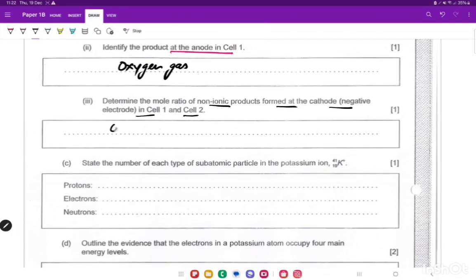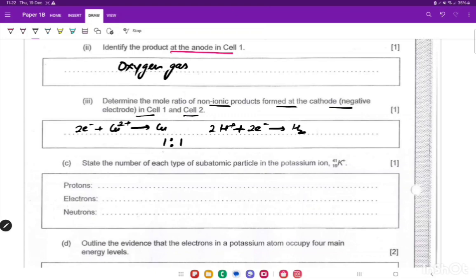Since Cu2+ is converting into Cu, it requires 2 moles of electrons, and similarly 2H+ is converting into H2, and it also requires 2 moles of electrons. Thus the molar ratio formed is 1:1. The molar ratio of the ionic product formed at the two electrodes, because they require the same number of electrons, is that with an equal quantity of charge they will produce the same moles, that is 1:1.